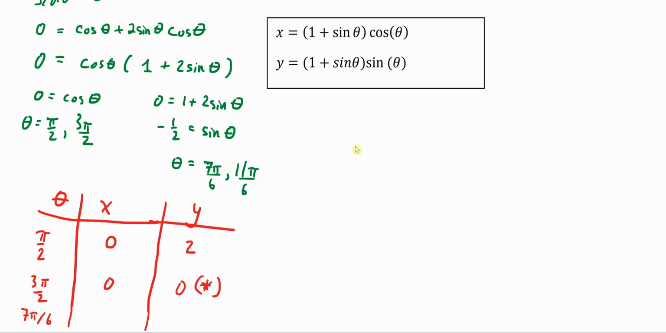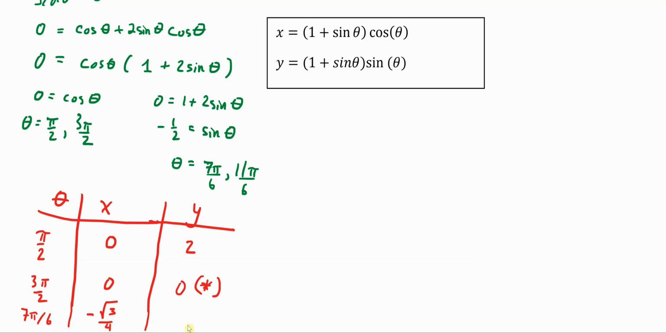At 7 pi over 6, sine of 7 pi over 6 is -1 half, plus 1. That's going to give me 1 half. 1 half times cosine of 7 pi over 6, which is -√3 over 2. So all in total for the x, I'm going to get -√3 over 4.